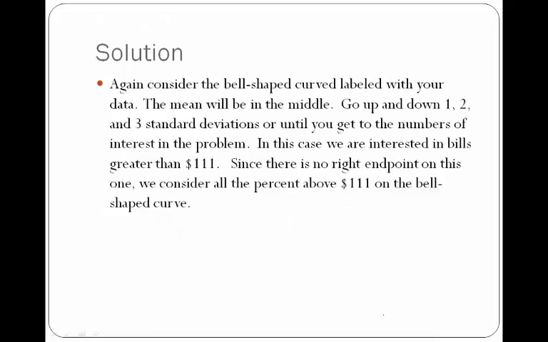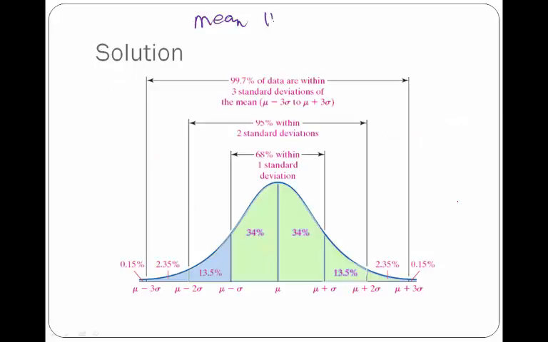Again, we're going to consider the bell-shaped curve labeled with your data. The mean will be in the middle, and you're going to go up 1, 2, and 3 standard deviations, or until you get the numbers that are of interest in your problem, which for us is 111. Since there is no right endpoint on this one, we're going to consider the percent above 111 on that bell-shaped curve. So our mean is 119, and our standard deviation is $8.